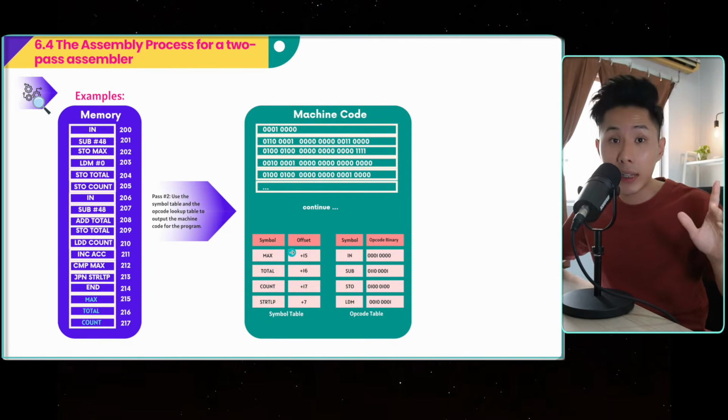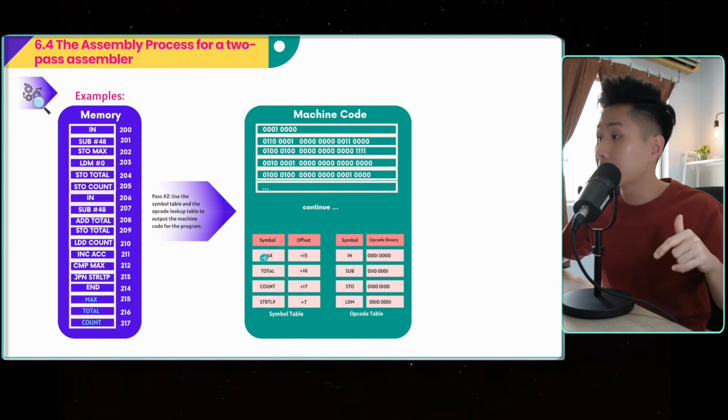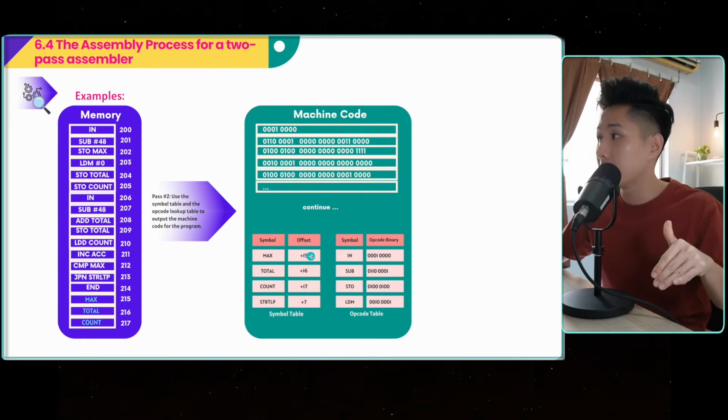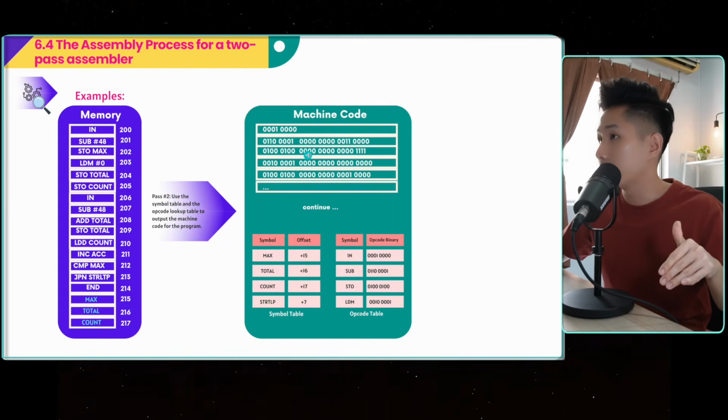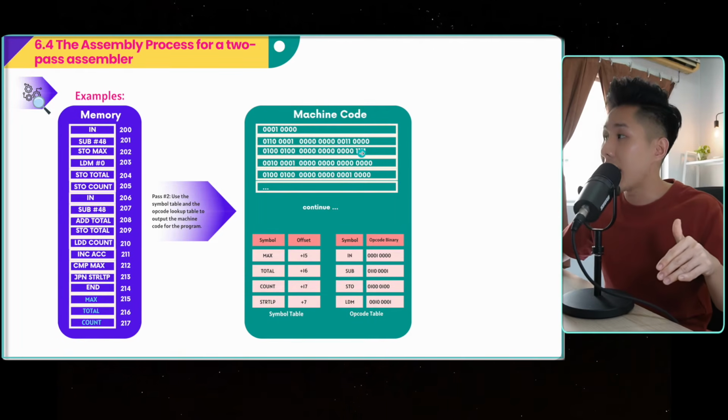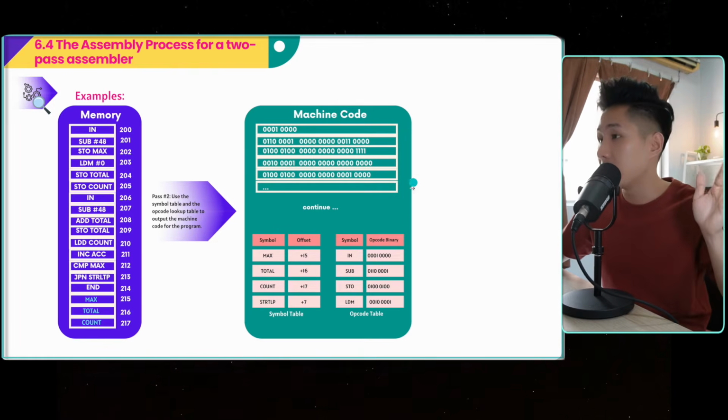This is when the symbol table comes in. Max has been found to have a plus 15 offset. This is why in the opcode section we use STO. So we basically move this to here. But for the operand, we refer to the symbol table. They found it as 15. So 15 will be written as the operand, and so on and so forth.